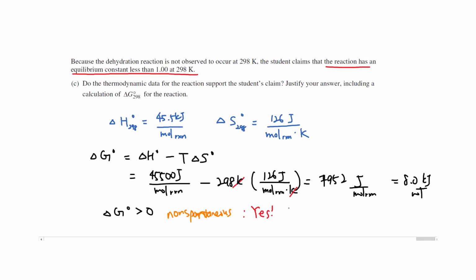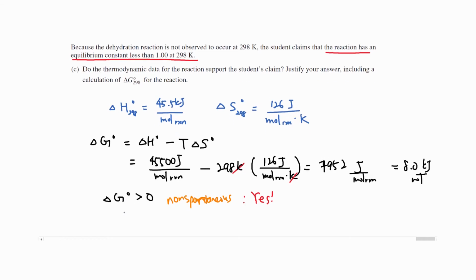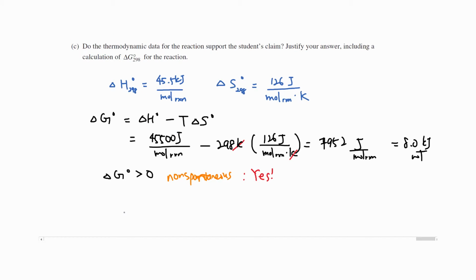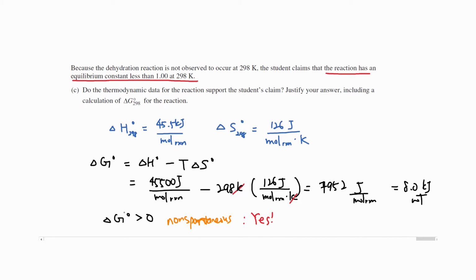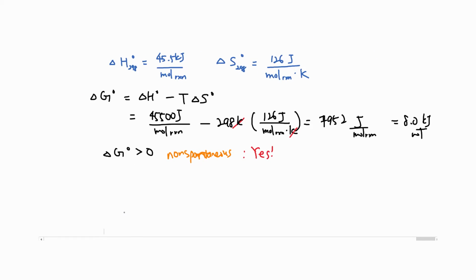It supports the student's claim based on our calculation. Actually, no, I'm sorry. This is only the spontaneity. We still haven't done the equilibrium constant. To get that, we have to use another formula.